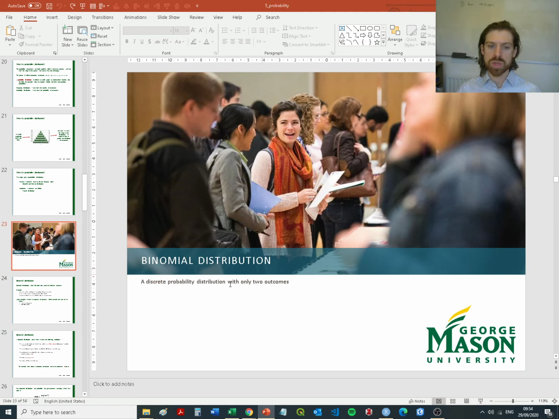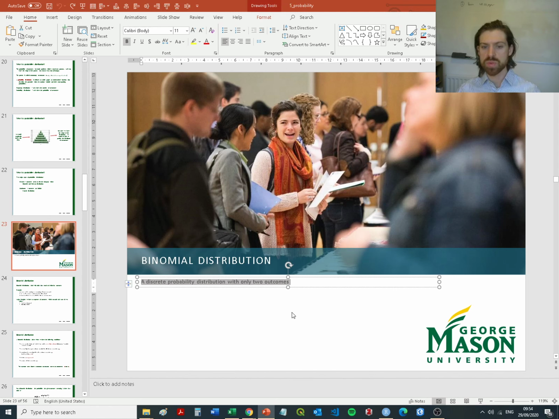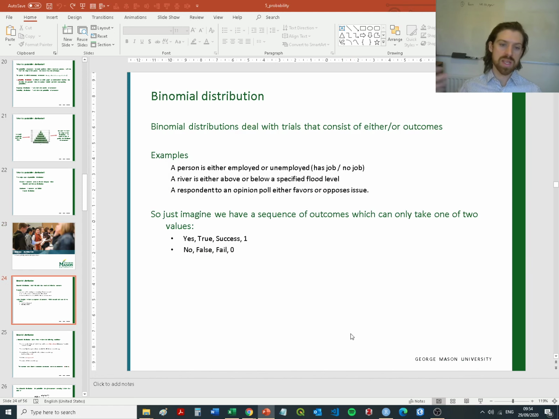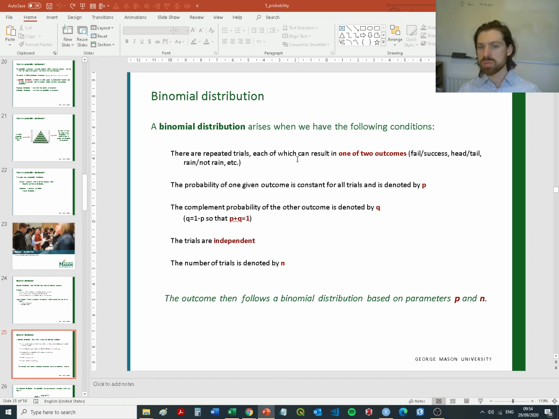So the binomial distribution is a discrete probability distribution with only two outcomes. Remember, the hint is that it says bi: bicycle has two wheels, binoculars has two optical viewing points. So that's the easiest way to remember that this distribution focuses on two outcomes. It could be yes or no, true or false, success or fail, 1 or 0. Okay. And within the binomial distribution, we have a variety of conditions which need to be met.